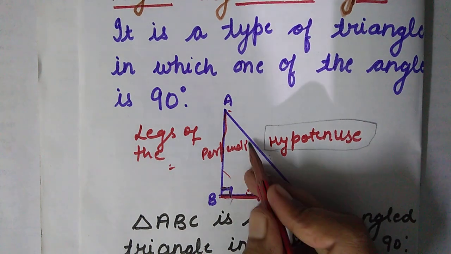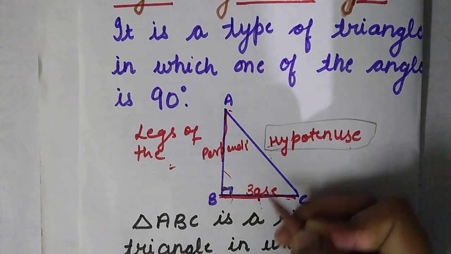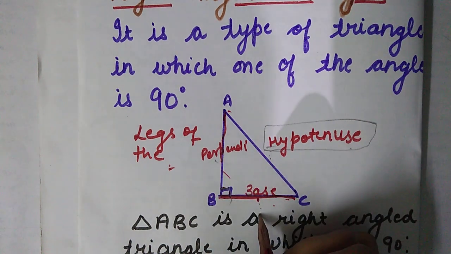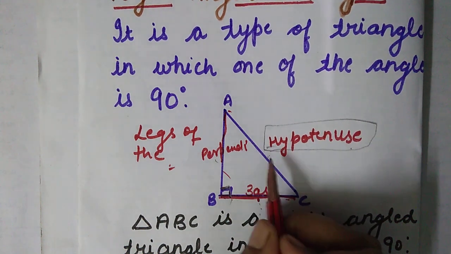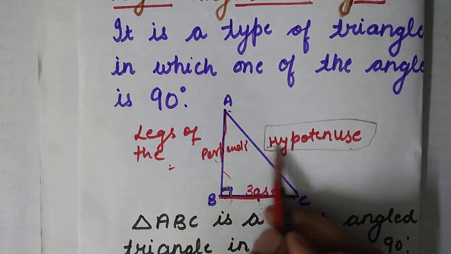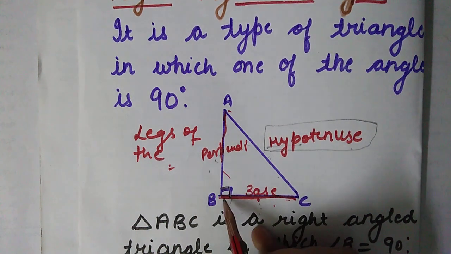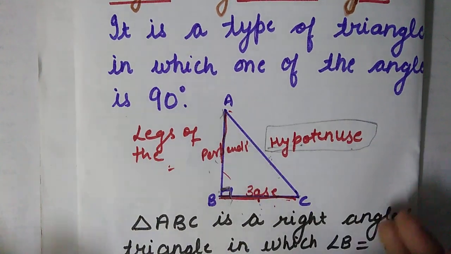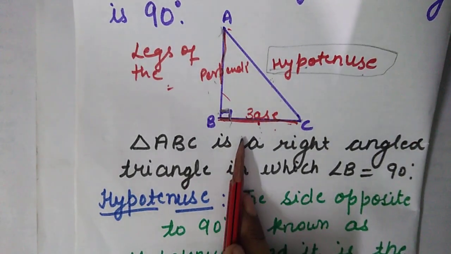Opposite to 90 degrees we have the side named hypotenuse, and the two sides other than the hypotenuse are known as legs of the triangle, or you can say they are known as perpendicular and base. Here you can say BC is the base, AB is the perpendicular, and AC is the hypotenuse. Now ABC is a right angle triangle in which angle B is 90 degrees.